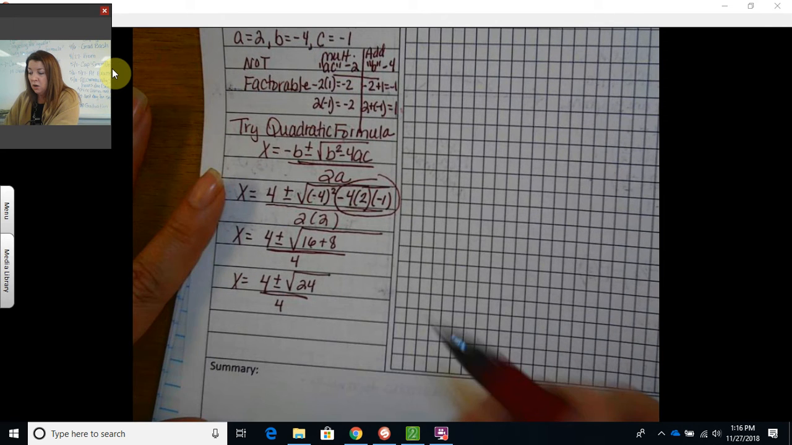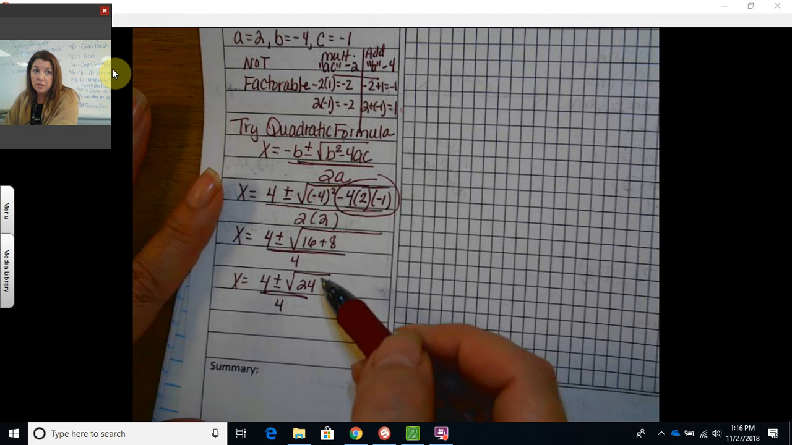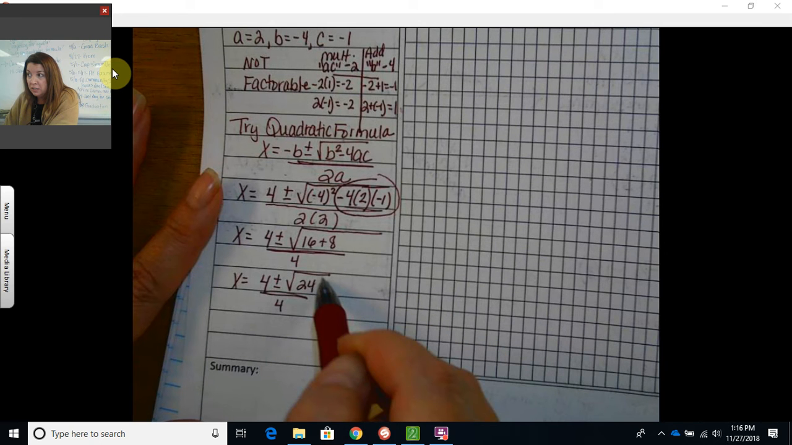No. So I'm going to turn that into a decimal because I want to know precisely, or approximately, where it is on the x-axis. So in this case, I would turn it into a decimal. If you were just simplifying the quadratic, I would want you to simplify as far as you can without turning it into a decimal. Okay?